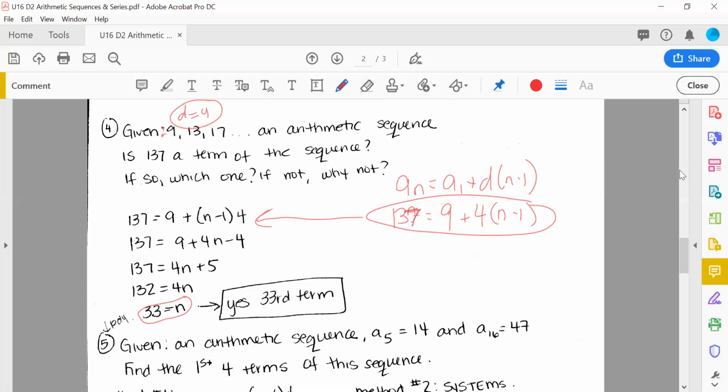If n is a nice pretty whole number, then the answer is yes, it's in the sequence. If you find that n is not a nice pretty whole number, it's a fraction, then no, that term is not in the sequence. So if you get a whole number, yes. Not a whole number, then no. Done.